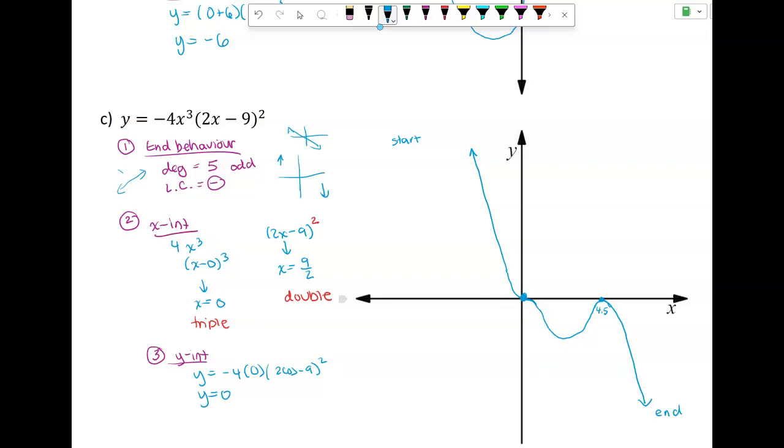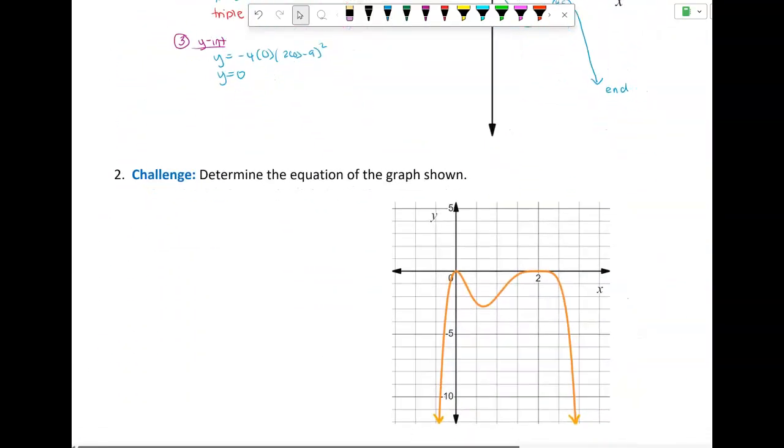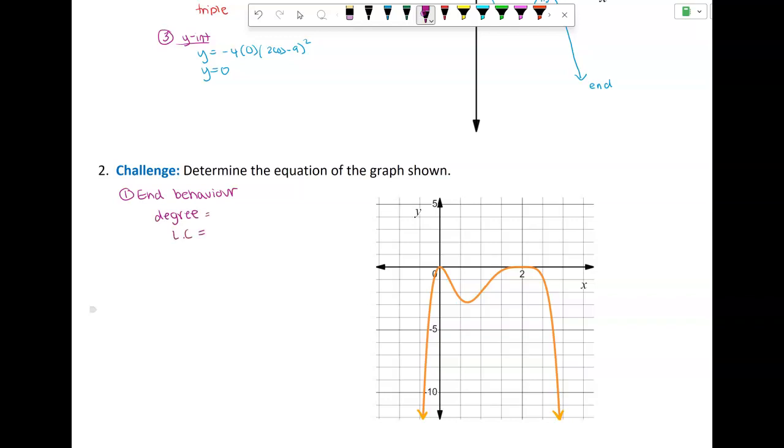Alrighty, now ready for a challenge? Well, if I gave you the graph, can you come up with the equation? So now we have to think about all those features we talked about, those 3 things. Let's look at the end behavior. So the end behavior is going to help you with the degree and the leading coefficient. It's going to help you determine what those are going to be in your equation.